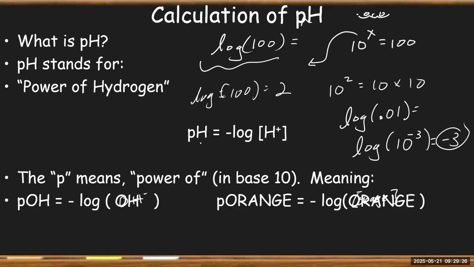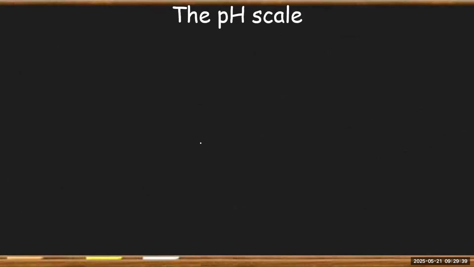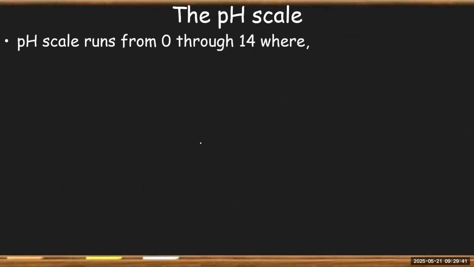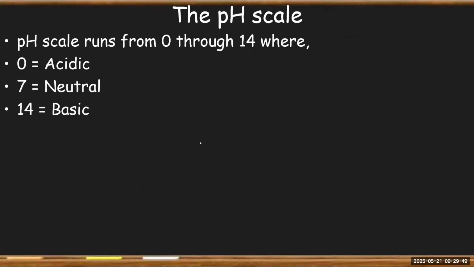All right. So this is going to bring up something interesting. If you understand this a little bit, when you do Regents and you come across pH calculations, some of them you can do without a calculator. Okay. So keep that on the back burner. Let's go into the pH scale. The pH scale runs from 0 to 14, where 0 is acidic, 7 is neutral, 14 is basic, and you got to memorize this.